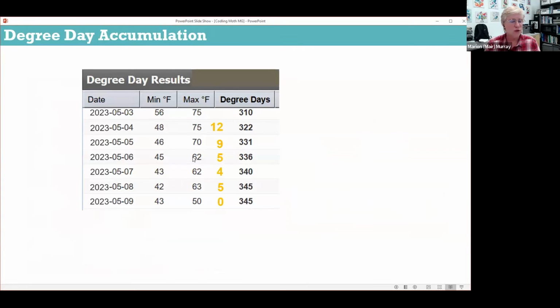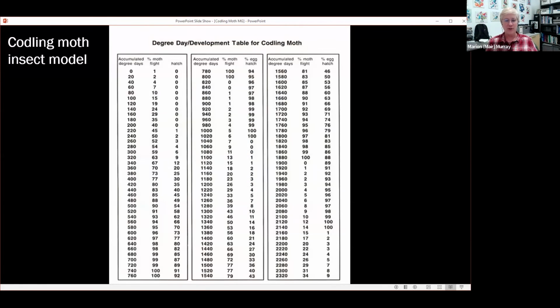But you know what? We don't really care about the daily number. What we care about is the accumulated number. So every day gets added to the next day, the next day, the next day, and so forth. Now, this looks a little busy, but I'll simplify it. Scientists have used degree days, and they have reared codling moths from egg to an adult, and also determined the degree day value as the codling moths go through their different life stages.